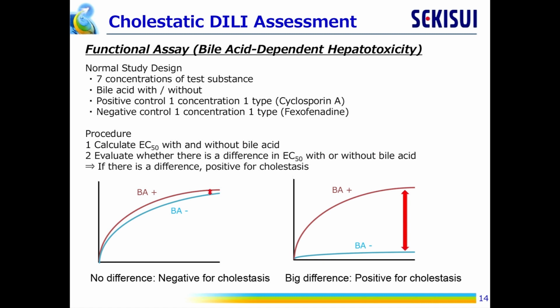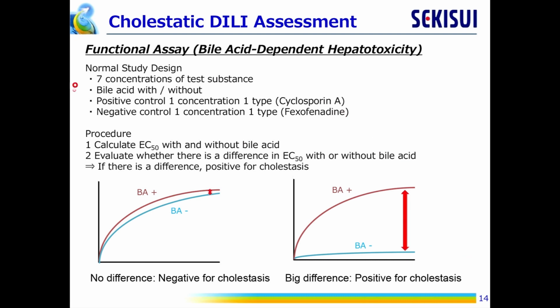In addition to the ROC analysis, we also provide a functional assay to estimate risk of cholestasis. We evaluate the cholestatic DILI risk of a test article by comparing the toxicity in 2 conditions, with bile acid and without bile acid. If you can see stronger toxicity with bile acid than without bile acid, it says that the test article has a risk of cholestasis.